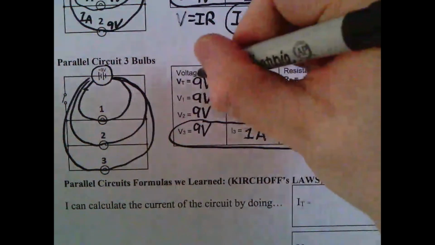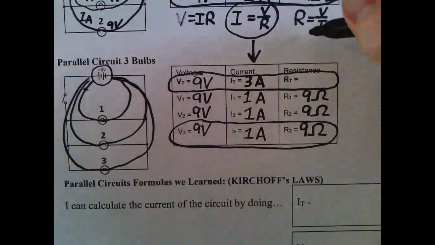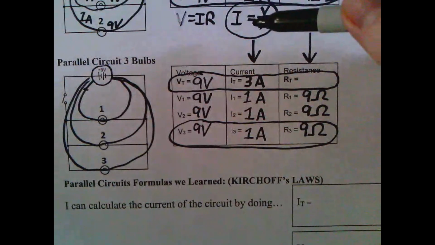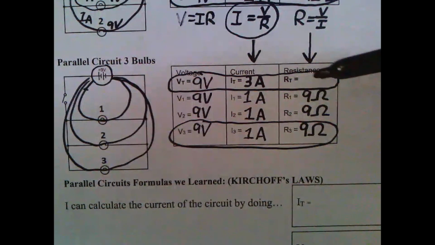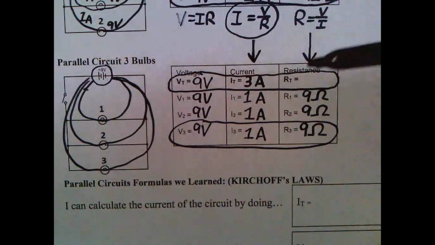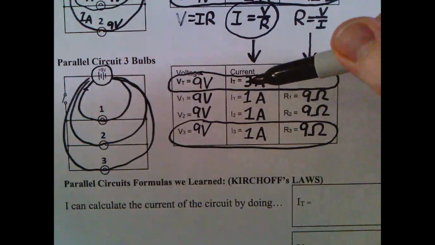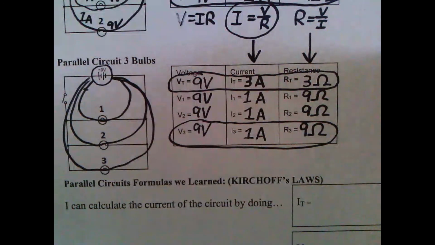And whenever you want to know the last missing piece in this row, use this formula. You're going to use V equals IR, or I equals V divided by R, or R equals V over I. Whenever you need this last piece and you have the other two, you just look to your formula sheet. So resistance here is voltage divided by current. Here, 9 divided by 3, so we get 3 ohms, which is kind of unexpected, right?